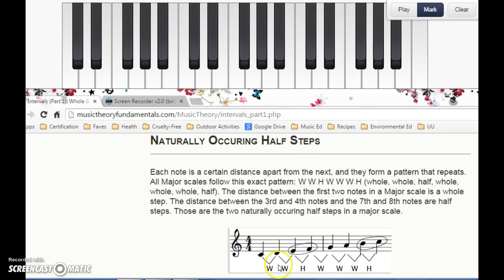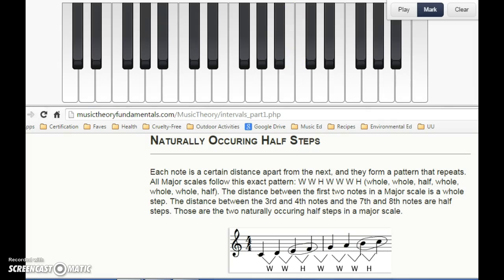The distance between the first two notes, so in this case from C to D, in a major scale is a whole step. So if we went up to our piano and tried to do C to D, we would get C, another key in between, and then D. So we have three dots. This means it's a whole step. That's what it shows us between C and D is a whole step.